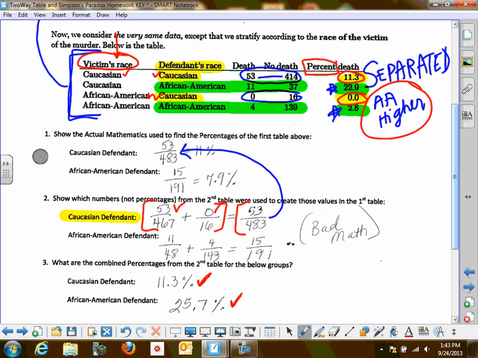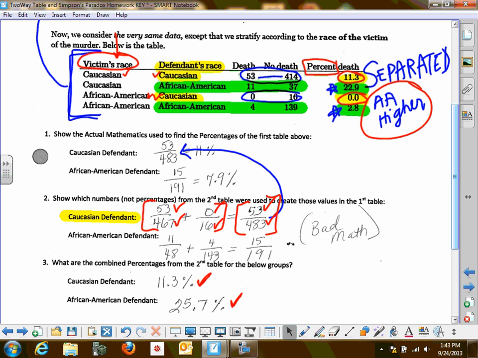53 plus 0 is 53. 467 plus 16 is 483. And hopefully you learned that in 4th grade. That's not the way you can add fractions. That's what made that overall chart wrong.